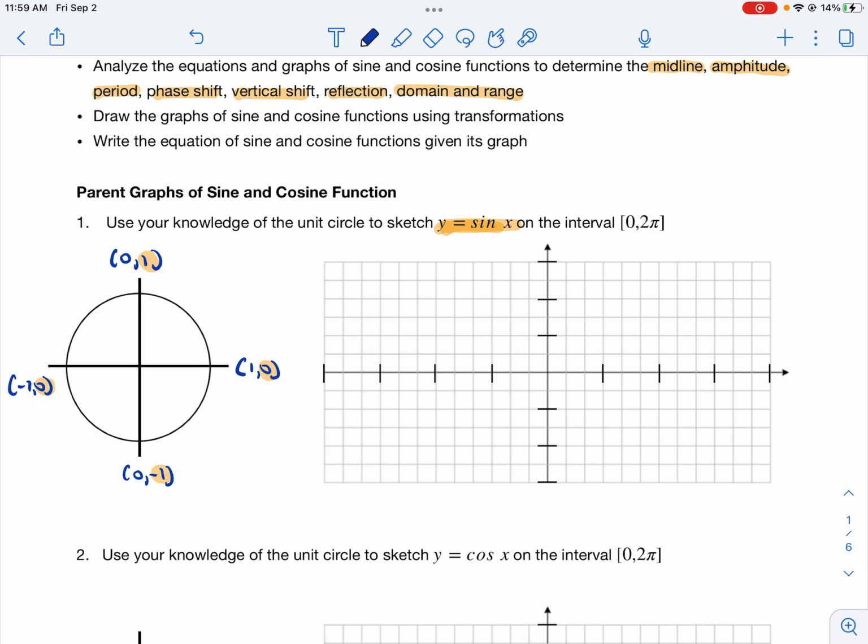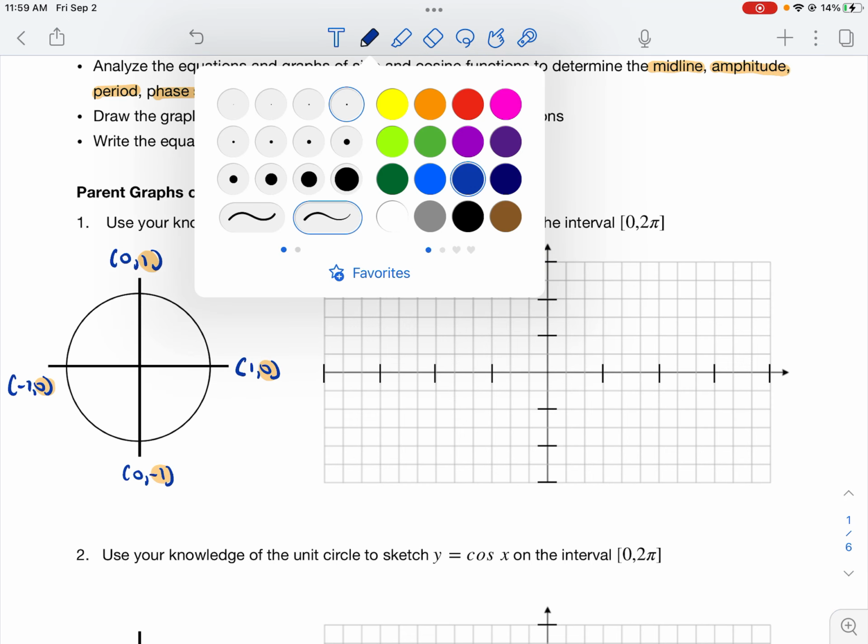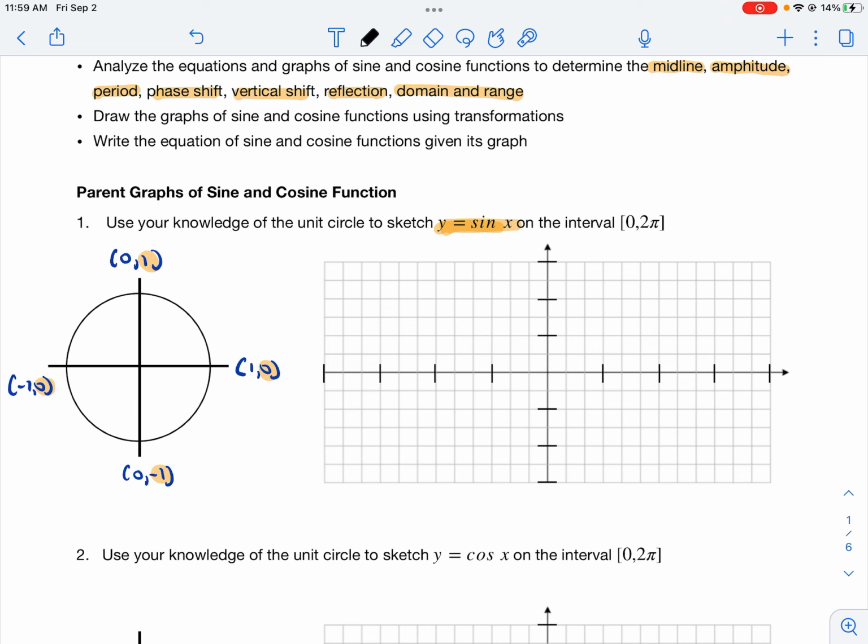So to sketch our graph, first thing you're going to need to be able to do is label your tick marks on your graph. Since I'm focusing on these quadrantal angles, I'm counting my 90 degrees, or always in radians. So I'm going to count by pi over 2. So I go pi over 2, then pi, then 3 pi over 2, and then 2 pi. And let's also go in the negative direction. So negative pi over 2, negative pi, negative 3 pi over 2, and negative 2 pi.